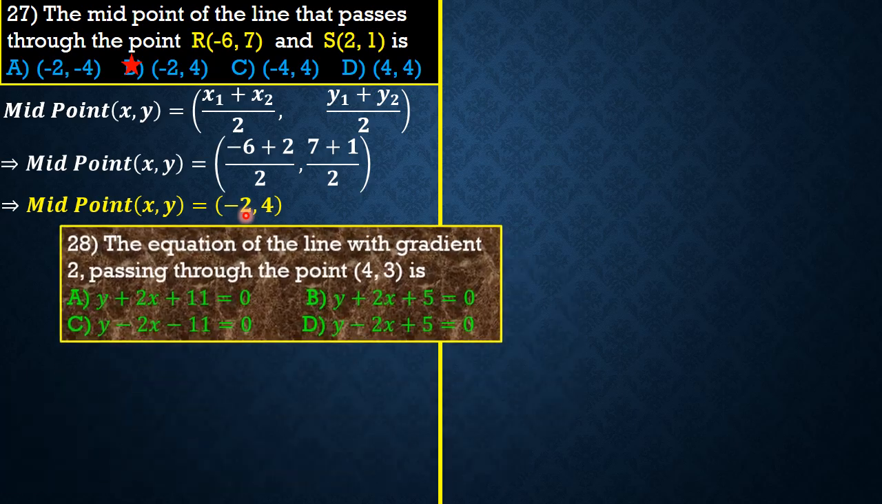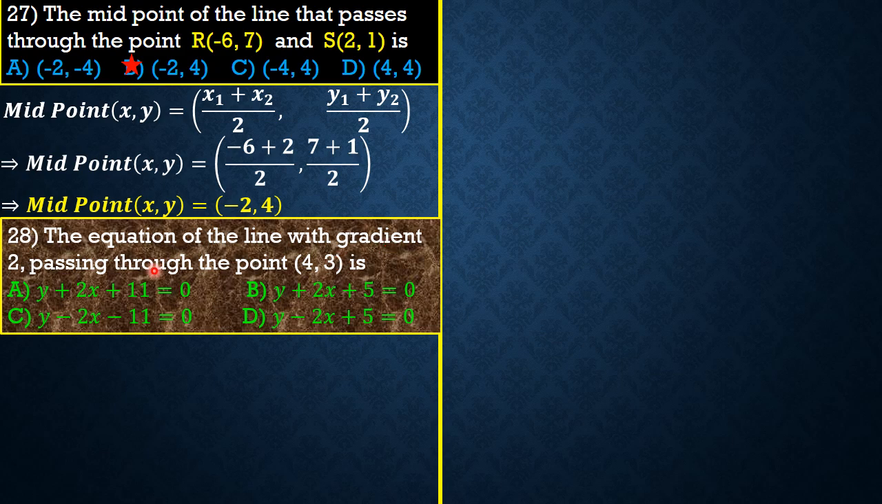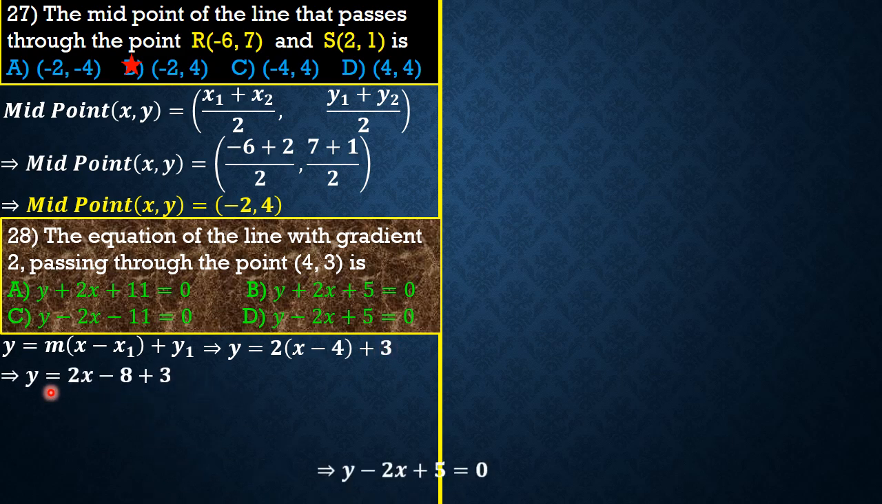Okay. Question 28 simply reads that the equation of the line with gradient 2 passing through the point 4, 3 is. So friends, generally the equation of such a line is simply given as y equal to m into x minus x1 plus y1. Our m is a gradient, which is 2, x1 is 4, y1 is 3. So we are going to have y equal to 2 into x minus 4 plus 3. Simplifying that gives us y equal to 2x minus 8 plus 3. Bringing everything to the left hand side and simplifying, we have y minus 2x plus 5 equal to 0. So option D is the best option for this question.